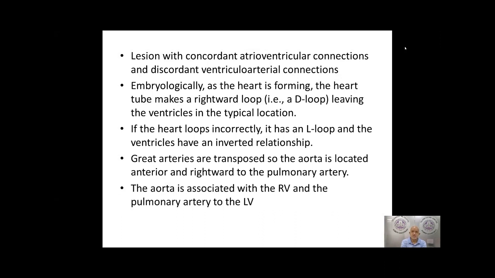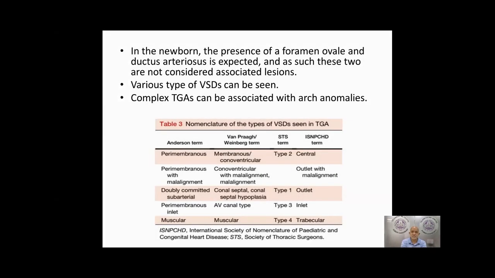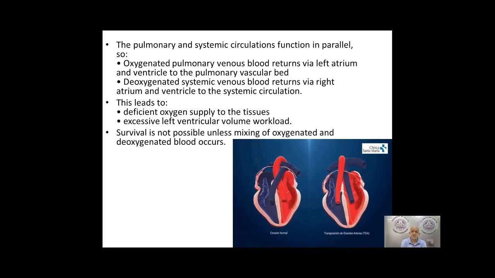As I said, there is an L loop and a D loop. In a D loop, we expect the patient to have the RV opening into the aorta and the LV opening into the pulmonary artery. In an L loop, there is atrioventricular discordance as well as ventriculo-arterial discordance. You can see in this schematic diagram that in transposition of great arteries, deoxygenated blood from RA and RV enters into the aorta.